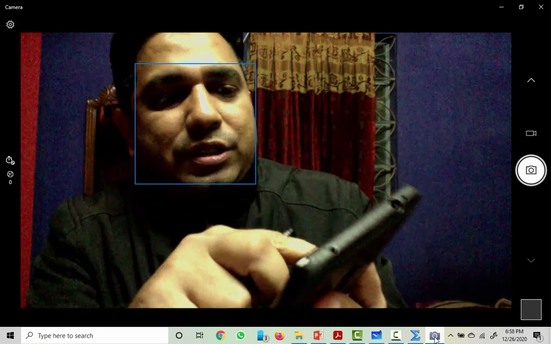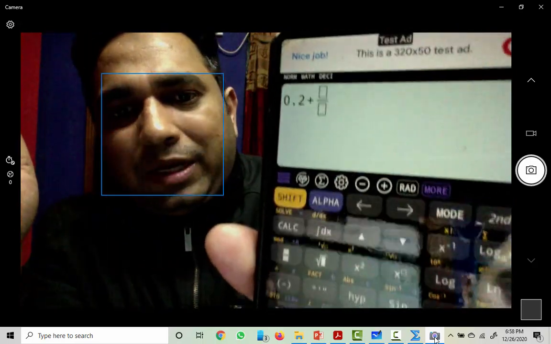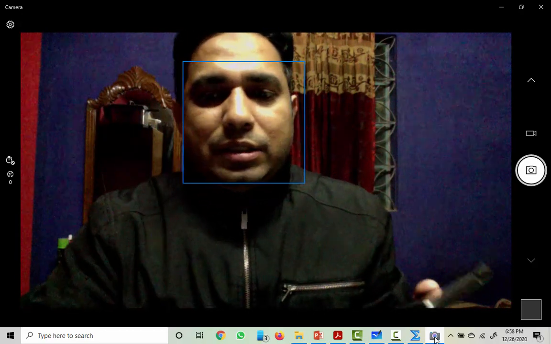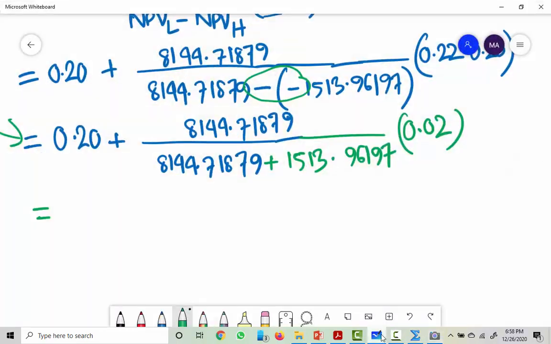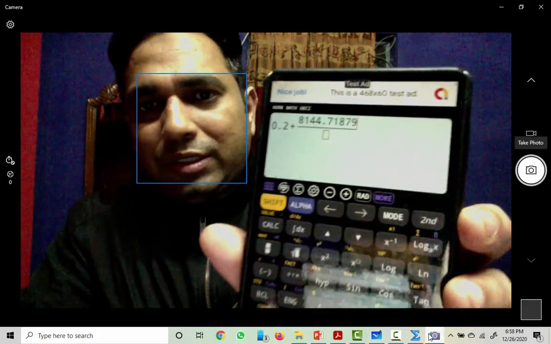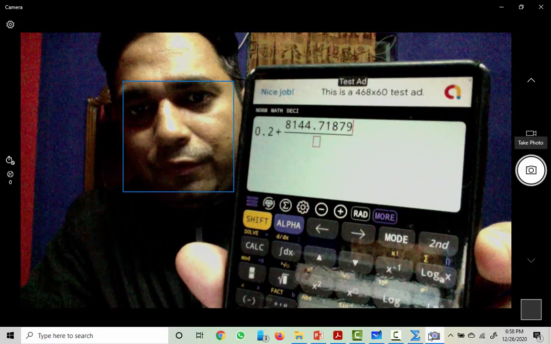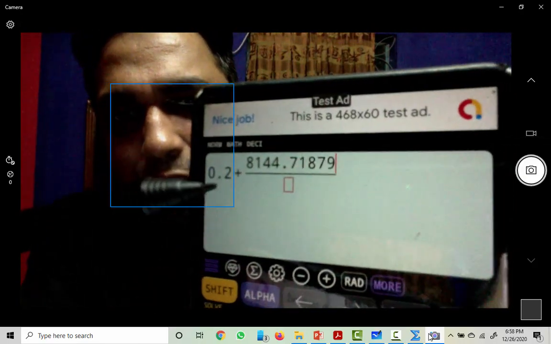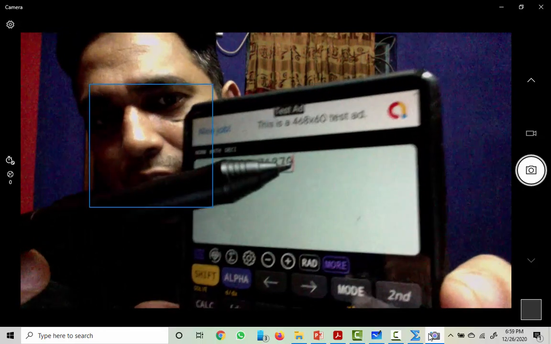So this is the fraction button. If you press it, you will get it this way. In the numerator I have typed 8144.71879. Now if you can notice, the cursor is in the numerator.